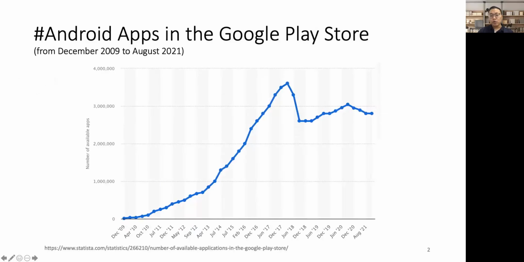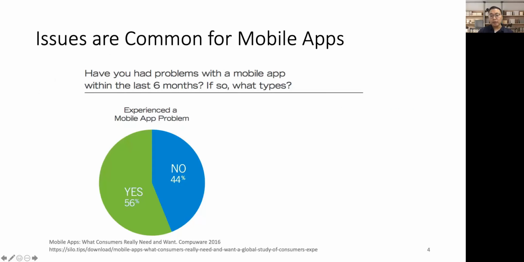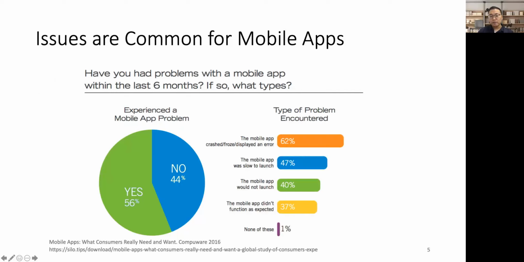As we all know, mobile apps are now ubiquitous. Take Android apps as an example, on Google Play there are over 3 million apps. However, according to a recent consumer survey, issues are common for mobile apps. Around 56% of respondents replied that they have had problems with mobile apps within the last 6 months. Among these problems, 62% of issues are related to crash bugs. 37% of issues are related to non-crashing functional bugs.